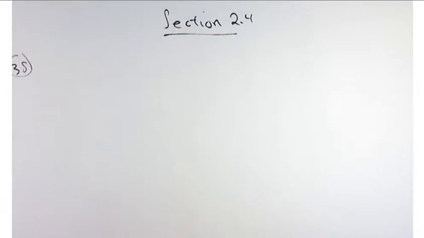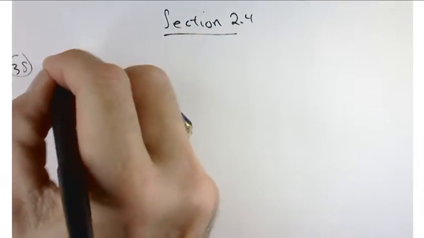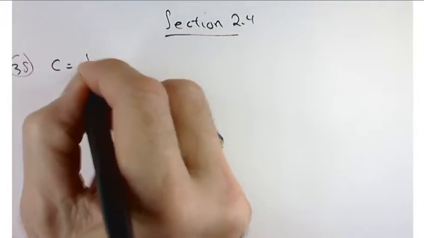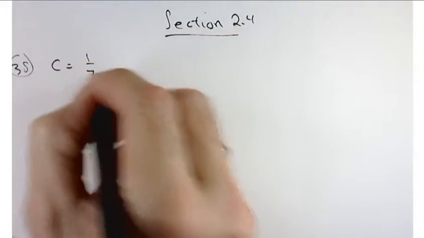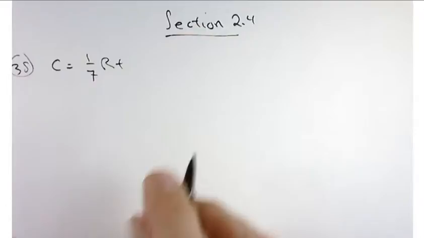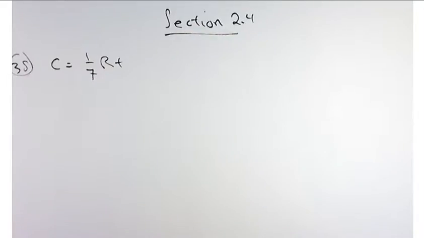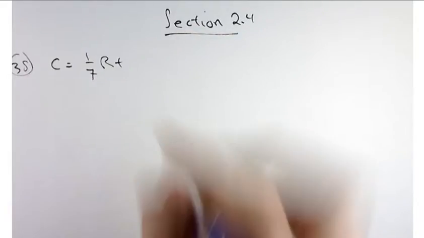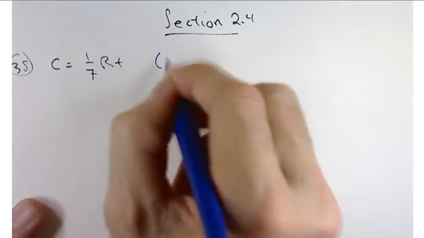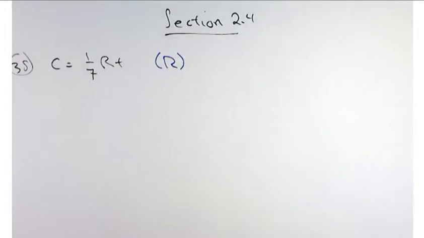Now some of these things are things that you might recognize, some aren't, but on 38, I can't say I recognize this one. You have the equation C equals 1/7 times capital R times T. And the goal is to solve for R, capital R. We want capital R by itself. And they'll tell you that in the problem. You're not supposed to guess that.